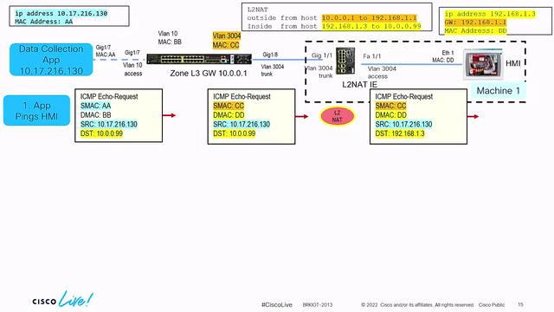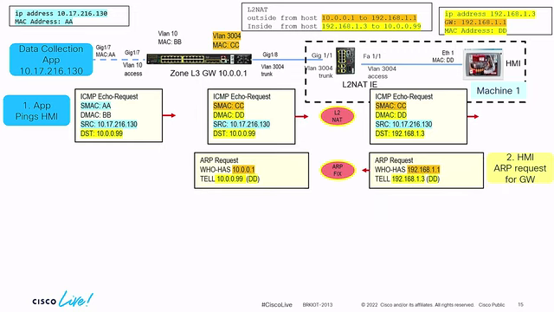So that ping request, or request to connect, comes from the data collection app to the HMI machine with an untranslated source address, and the destination has been translated. So the HMI machine receives it and it has the right MAC address. It says, okay, somebody's trying to ping me. I don't know how to get out of my network. How do I get out of my subnet? I'm going to ARP for my gateway.